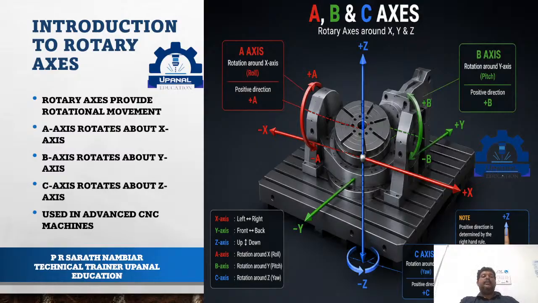The A-axis rotates around the X-axis and it is called the roll. The B-axis, which rotates around the Y-axis, is otherwise known as pitch. And the C-axis that rotates around the Z-axis is known as yaw. So just understand that these rotary axes add rotation to the machine, like holding a component in your hand.